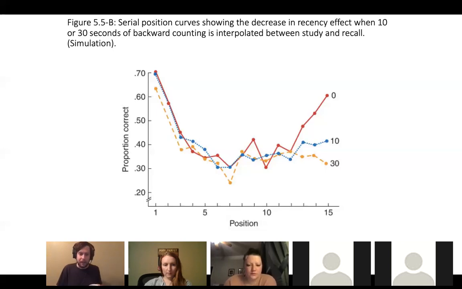The red, blue, or yellow? In which of those three is the recency effect the strongest? Red. The red is correct.